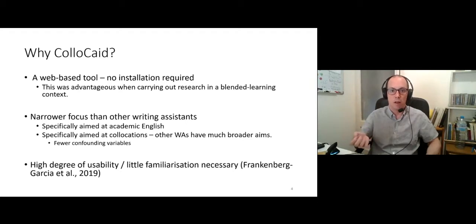In contrast to some other assistants, which tend to be jacks of all trades, the fact it's specifically aimed at collocations means that there are fewer confounding variables. It's also been shown to have a high degree of usability and little familiarization necessary to use it effectively. I also must admit here that I was involved in its development.